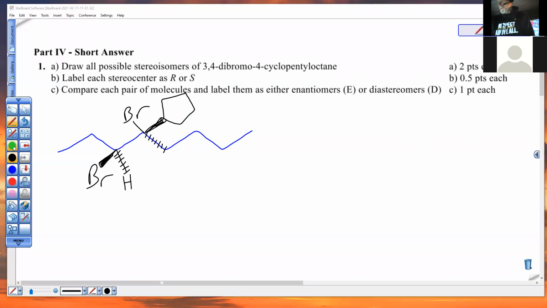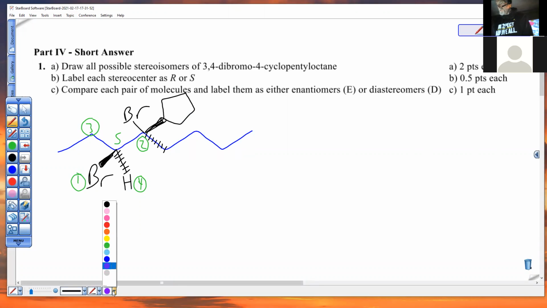And do your stereo centers. You got a 1, you got a 4. You've got a 2. Why is that a 2? Because it's a carbon that has a bromine. It's going to beat a carbon without a bromine every day. 1, 2, 3 is S. Other stereo center.